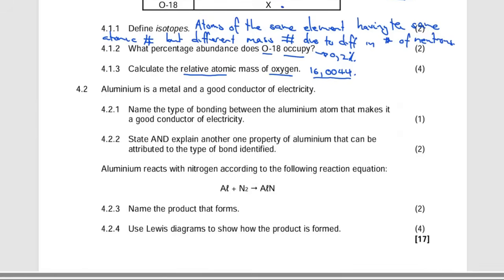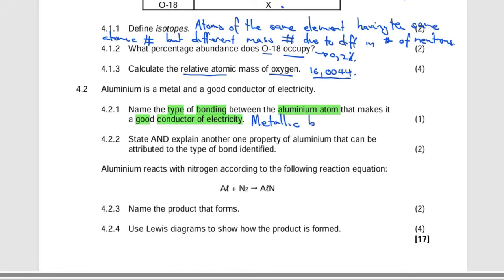Then I'm going to proceed to 4.2. It says aluminum is a metal and a good conductor of electricity, which is true. Name the type of bonding between the aluminum atoms. So we're looking for the type of bonding between the aluminum atoms that makes it a good conductor of electricity. The type of bonding is referred to as a metallic bond. It's a metallic bond.